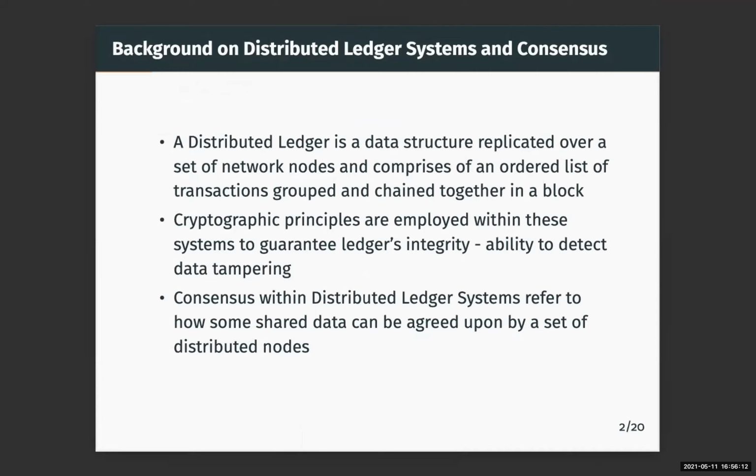So a distributed ledger is essentially a data structure that is replicated over a set of network nodes, and it comprises an ordered list of transactions that are grouped together by certain characteristics. The important part of a distributed ledger system is that cryptographic principles are employed to guarantee the ledger's integrity, which is the ability to detect data tampering. So consensus within distributed ledger systems basically refers to how the set of network nodes can agree upon some shared state or shared data that is transferred between them over the network.